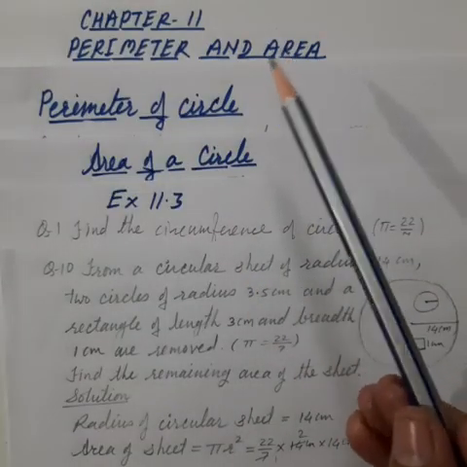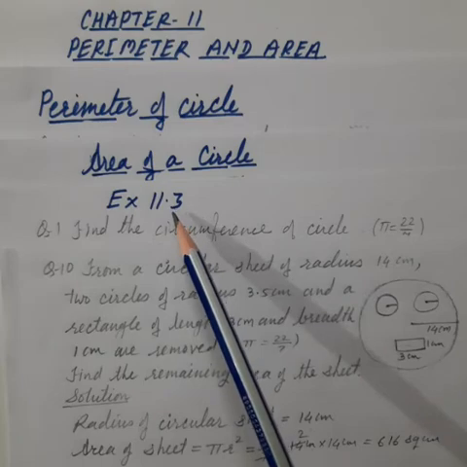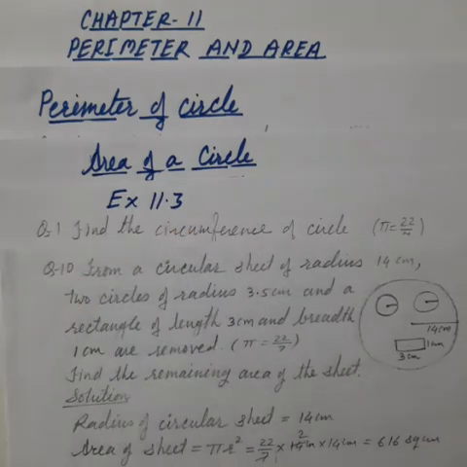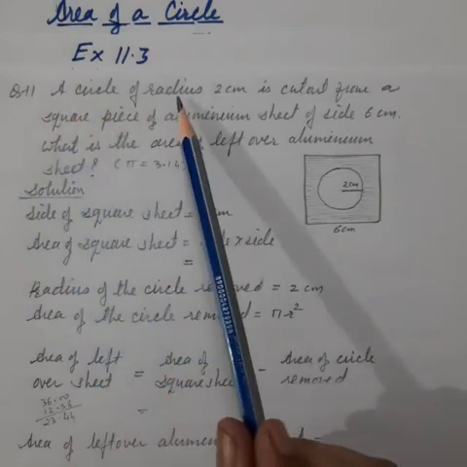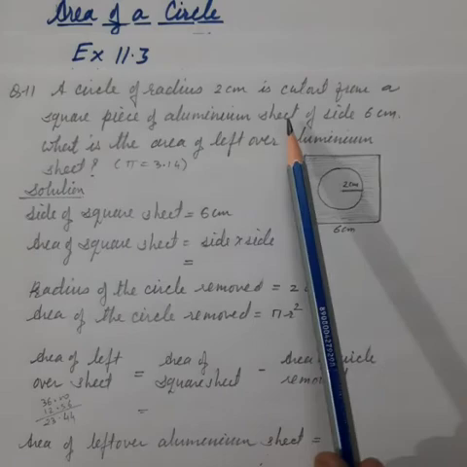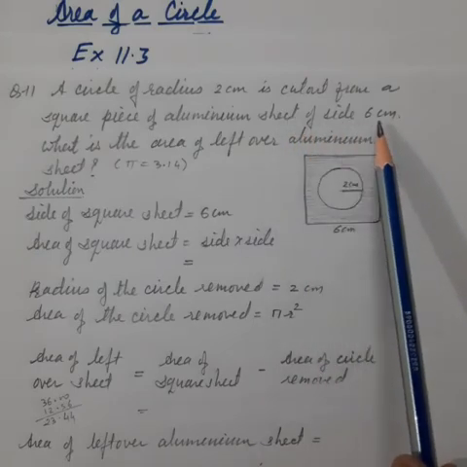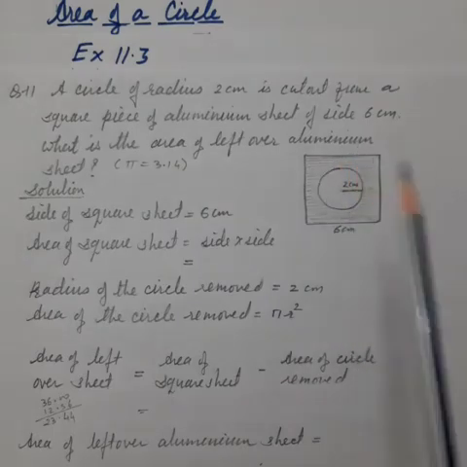In chapter 11, perimeter and area, in exercise 11.3, we have completed question 1 to question 10. Coming to question 11. A circle of radius 2 cm is cut out from a square piece of aluminium sheet of side 6 cm. What is the area of leftover aluminium sheet?